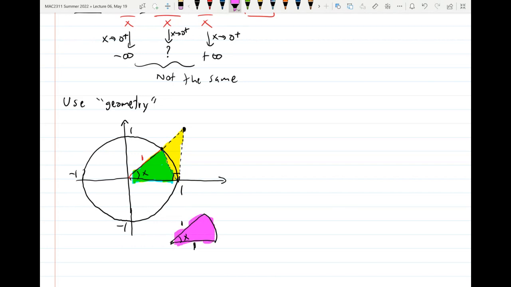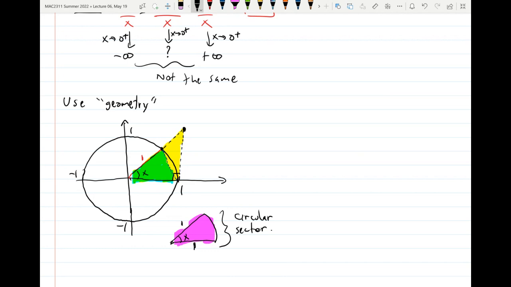We call this a circular sector, or a sector. So there are those three geometric regions, if you will, that we have in this picture.